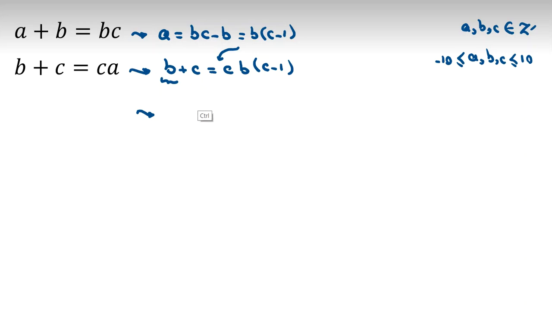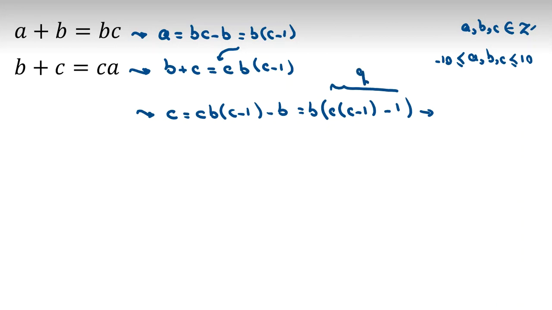The reason is what? If we consider C equals CB times C minus 1 minus B, take B to the right side, then we can factor out B. It will be this. So C is B times something, for example Q. C is BQ. So C is a multiple of B.